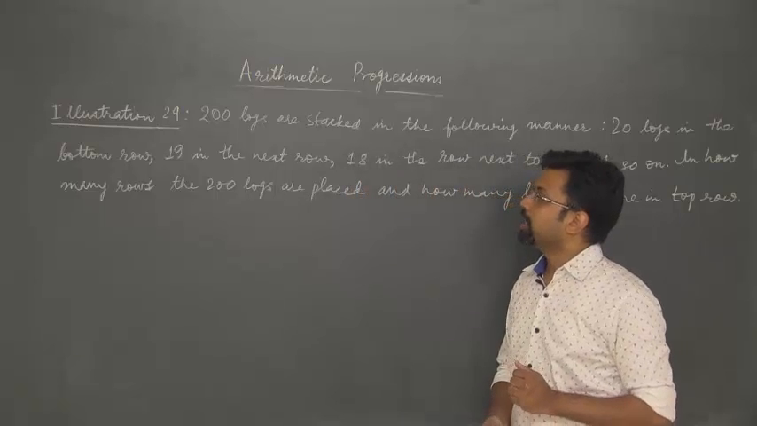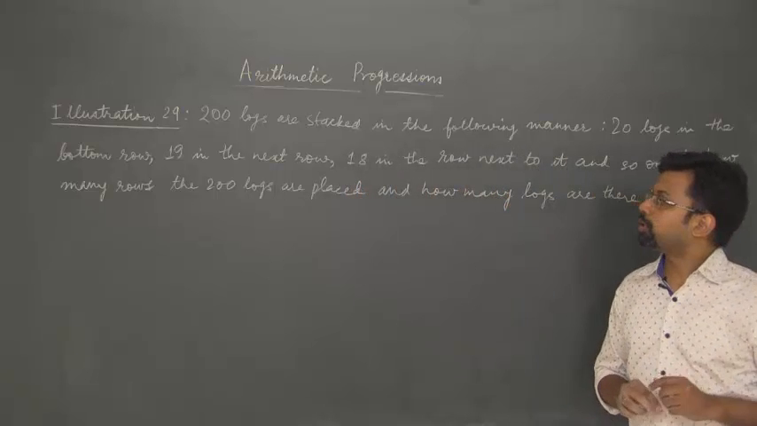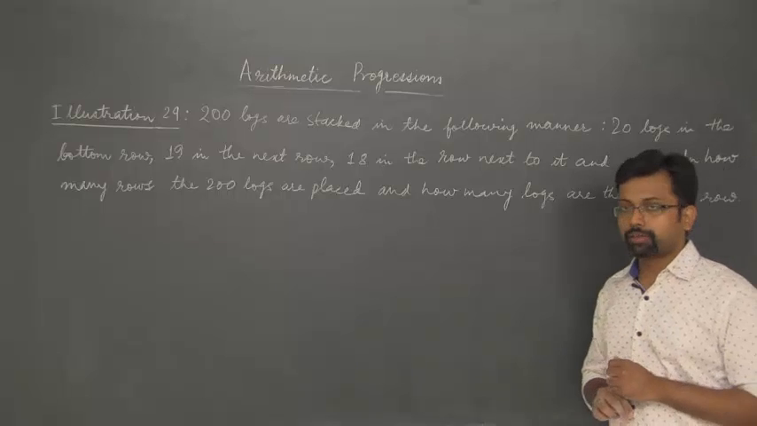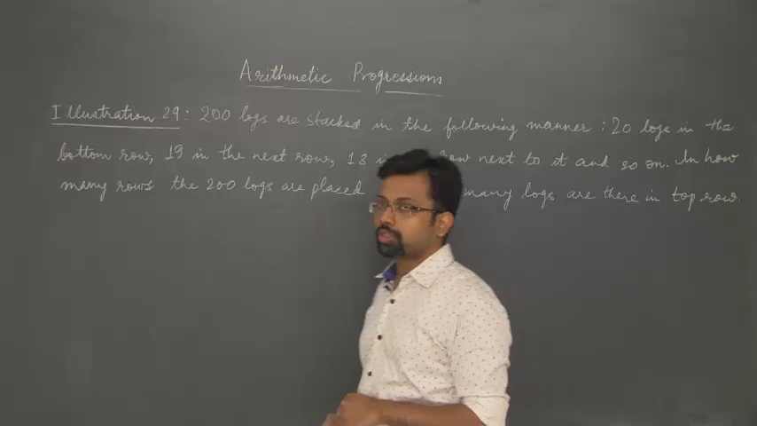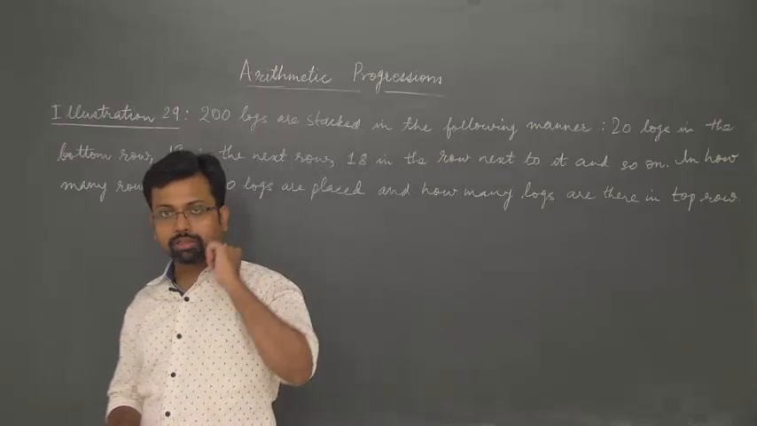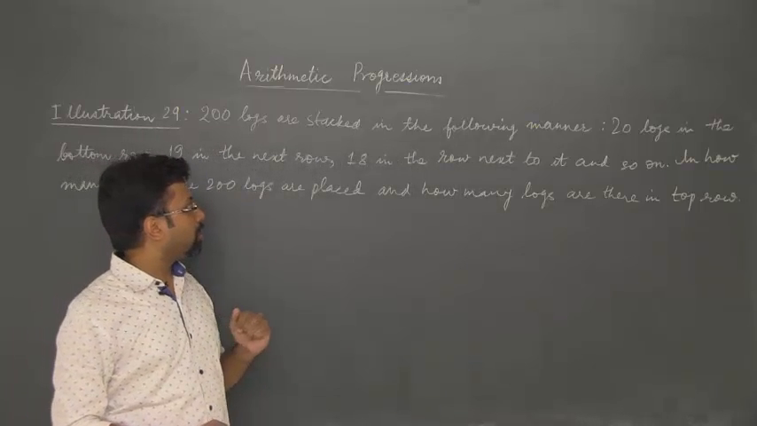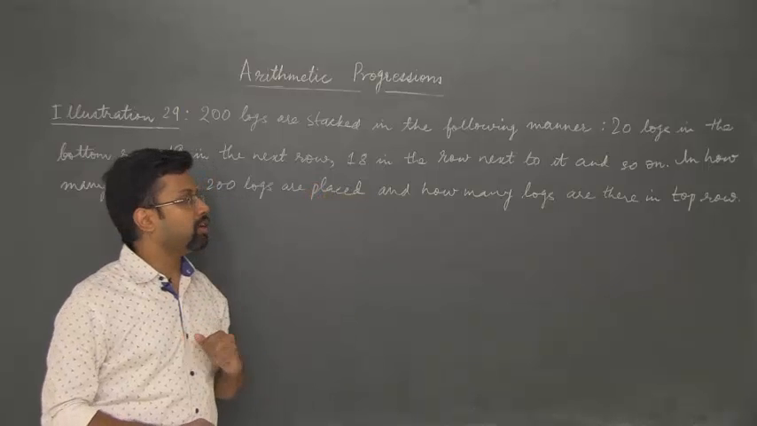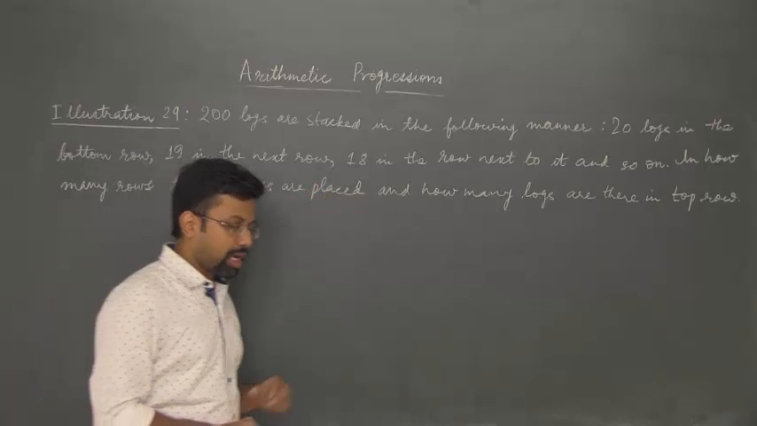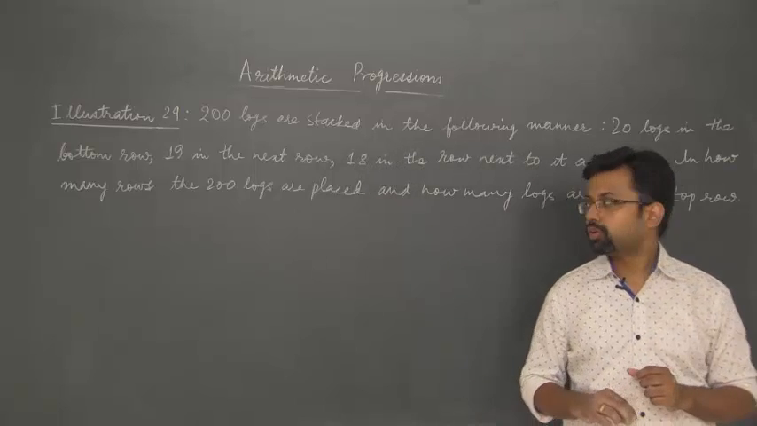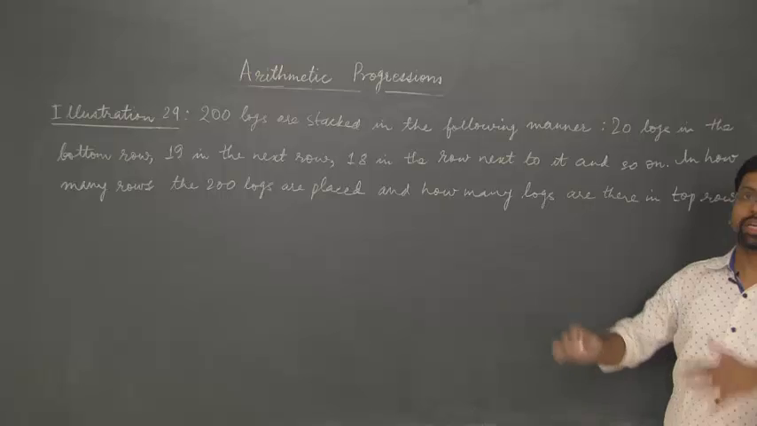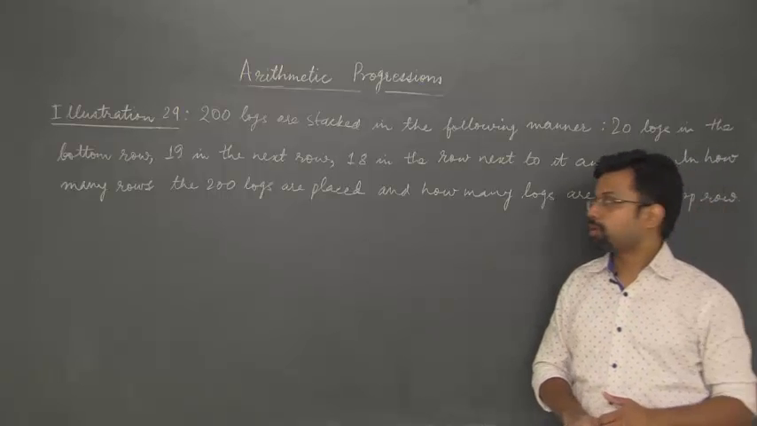The question says there are 200 logs of wood that are stacked in the following manner. We have 20 logs in the bottom row. So there is the bottom row which has 20 logs. The row just above it will have 19 logs. The one above it will have 18 logs, and so on. So in how many rows are we going to stack all the 200 logs of wood so that they are completely stacked without any problem?